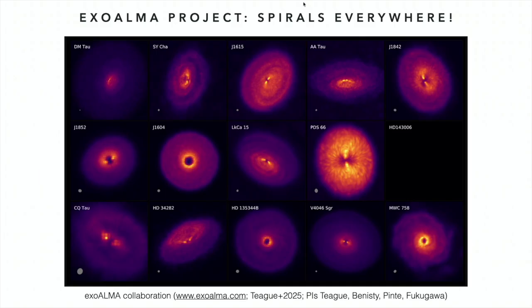And in nearly every one of them, you see hints of spiral structure. We haven't completely unpacked all of this yet, and we can't tell you exactly where the planets are. But what we can tell you is there's ubiquitous spiral structure in the gas that indicates some kind of perturbing bodies. All right?